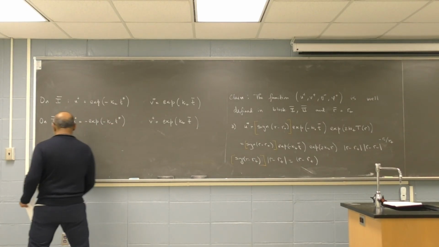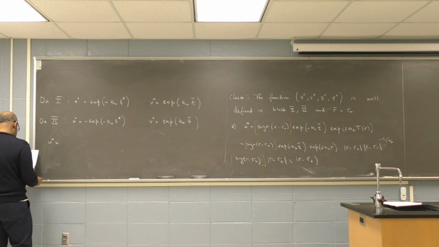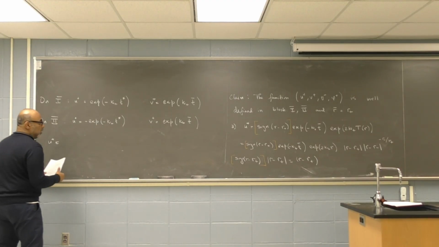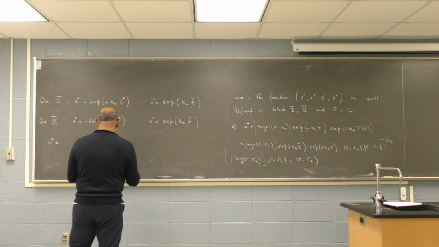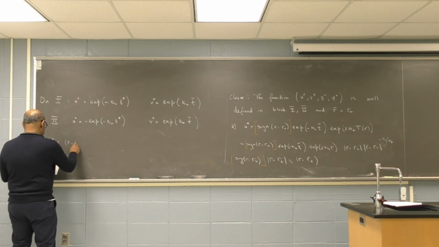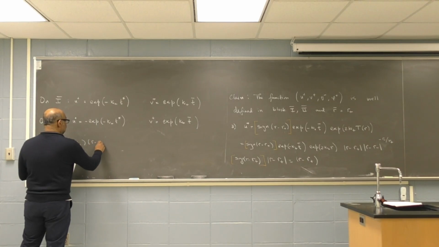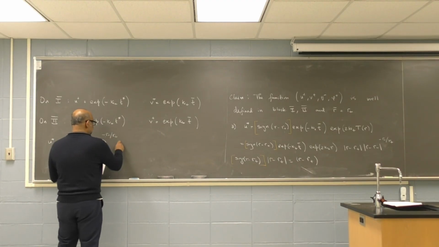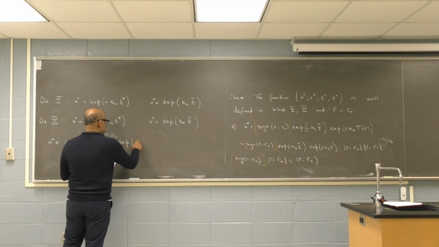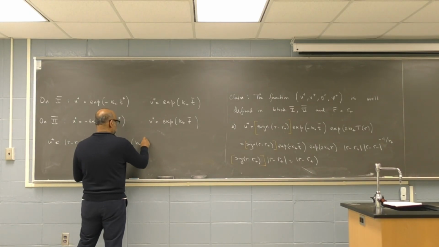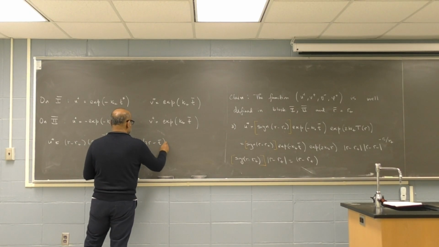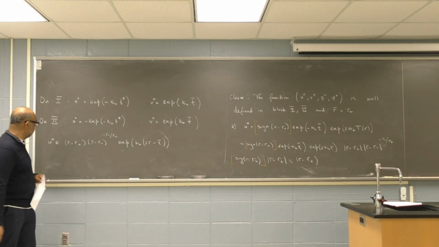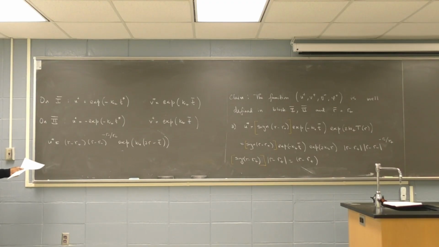and write U plus is equal to, in this patch, R minus R plus, R minus R minus to the minus R minus over R plus, and this is a smooth function at R equals R plus. T bar is well defined.